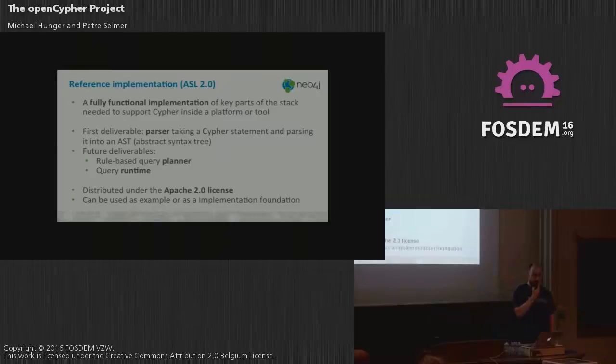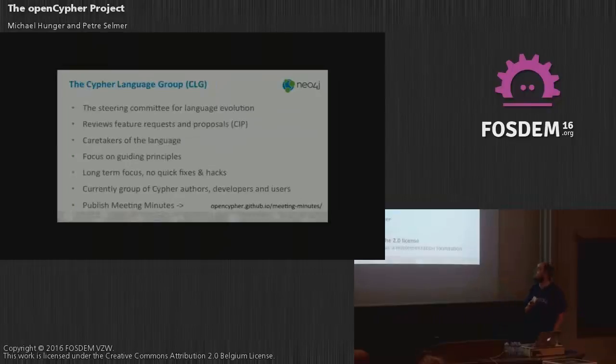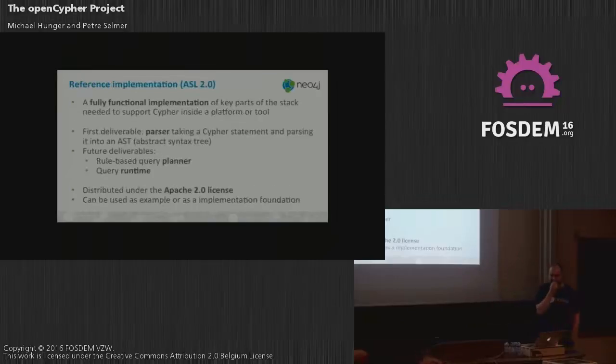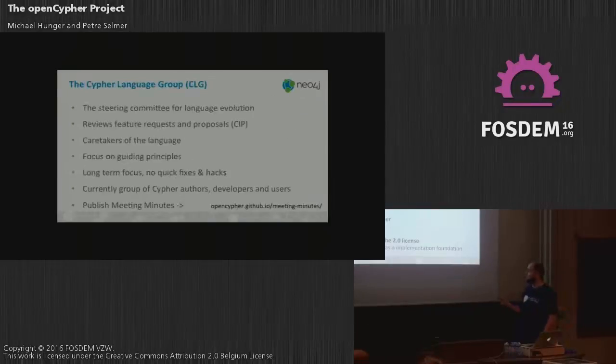The reference implementation is not as far along yet as we want it to be, but it's something that we want to release under the Apache license, so everyone can use it and do whatever they want. It's split up into different parts: a parser turning Cypher into an AST, and then a query planner and a query runtime as well. And that can be used either as an example to learn from or as a foundation for an implementation.